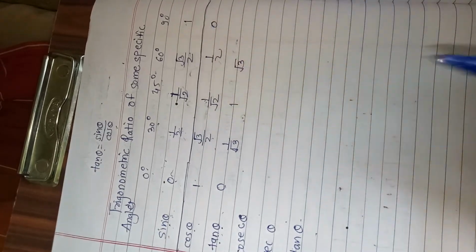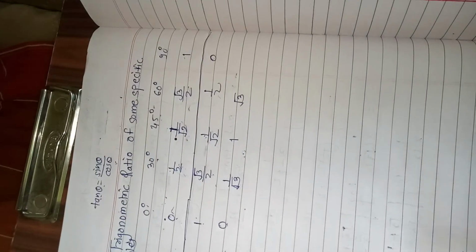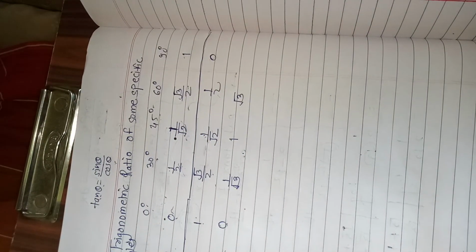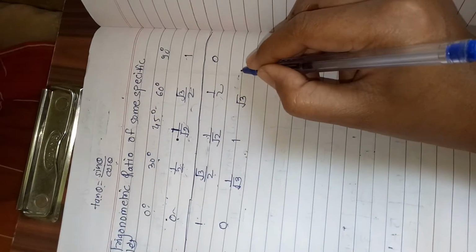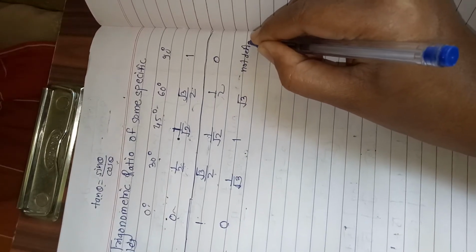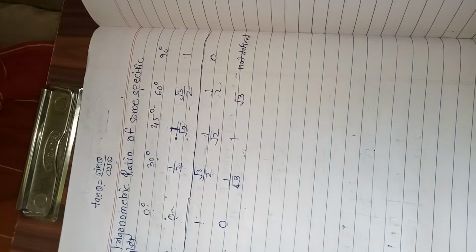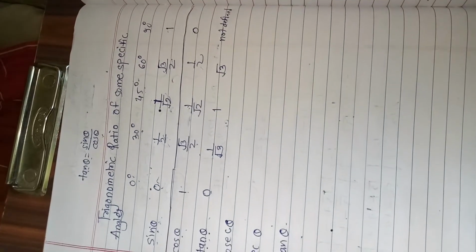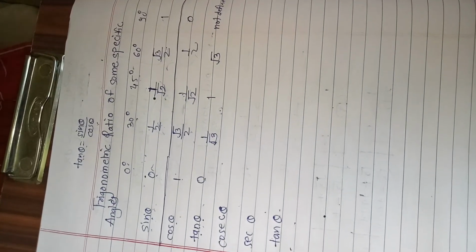And 1 upon 0. Here the denominator is 0, and a denominator of 0 is not defined. So here the value is not defined. So tan 90 degrees is not defined.